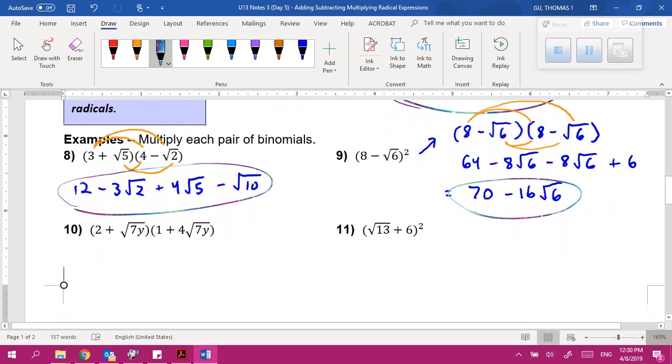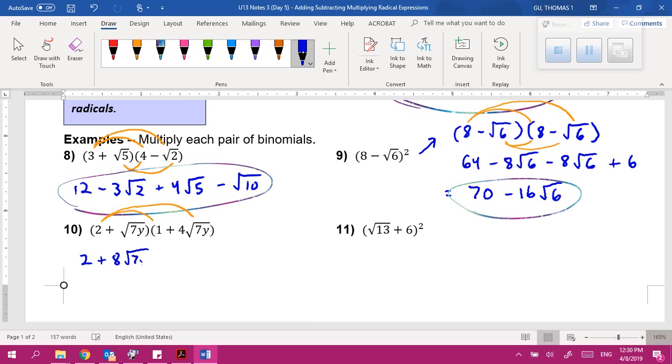Number 10. How would we multiply here? Let's see if we can get this one correct then. 2 times 1, which is 2. Next. That's right, it's 8 square roots of 7y. Because it's 2 times the 4 and then square root of 7y. Well, we can just multiply the 2 by the 4 that's in front and then keep the radical attached. It's multiplication. So, all right, what is next? Right, plus square root of 7y.